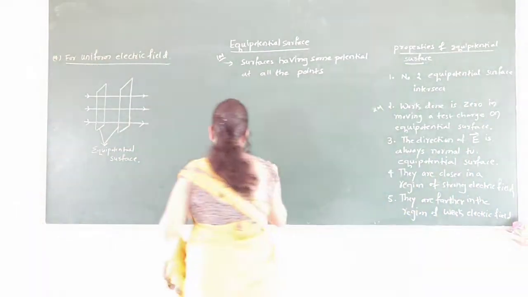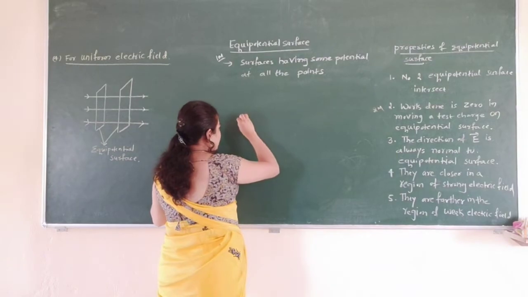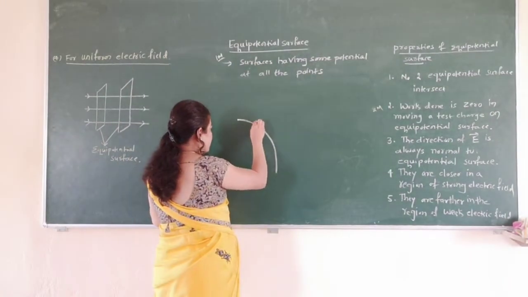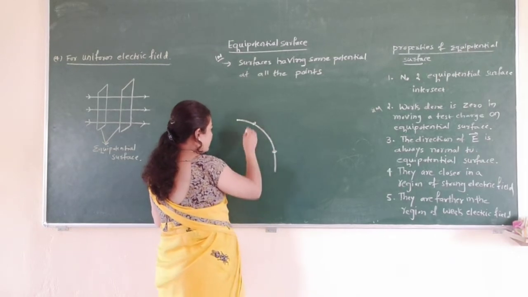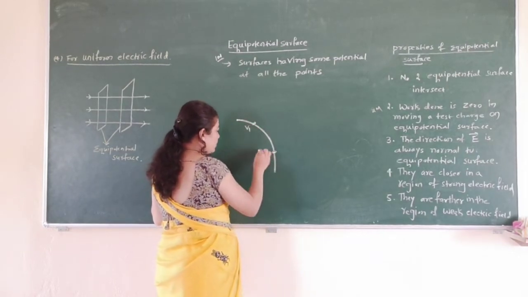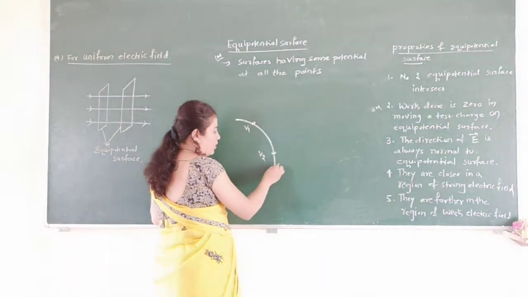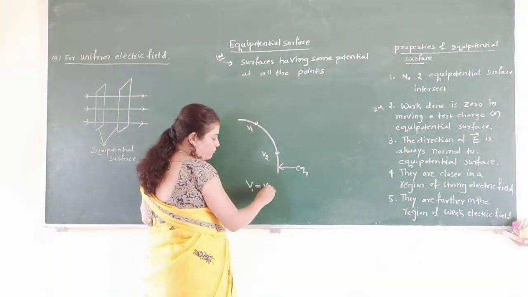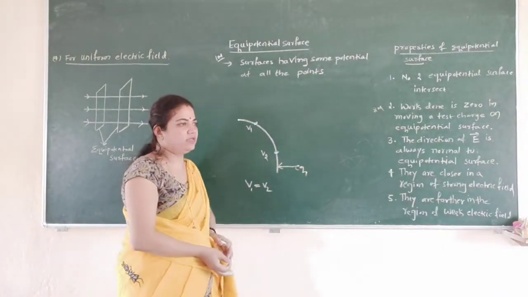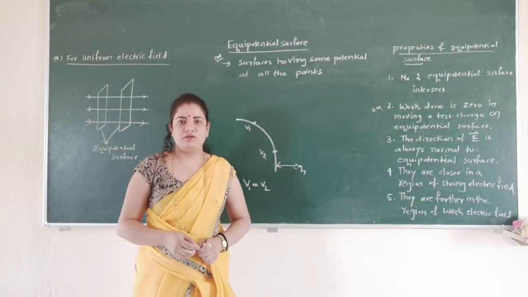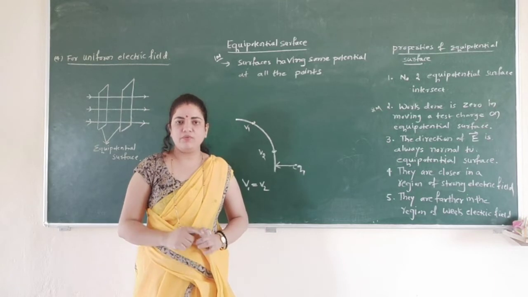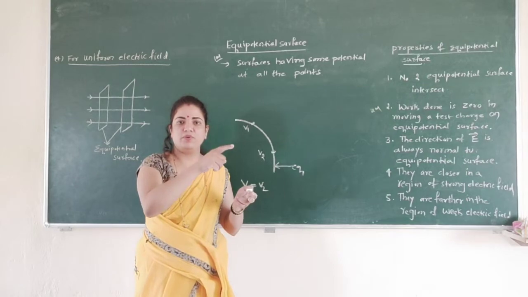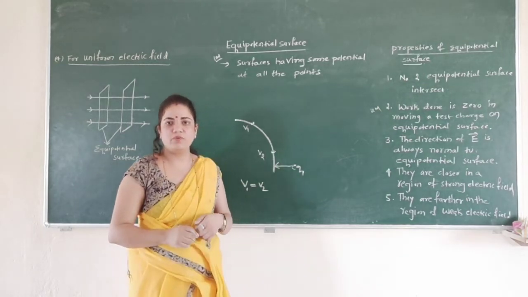So now I take one equipotential surface. Imagine that this is equipotential surface. So here I choose 2 points. Here potential V1, here potential V2. We call this an equipotential surface only when V1 is equal to V2. Remember, because in the definition itself we stated, what is equipotential surface? The surface on which wherever you calculate potential it will be same. So that is what equipotential means.